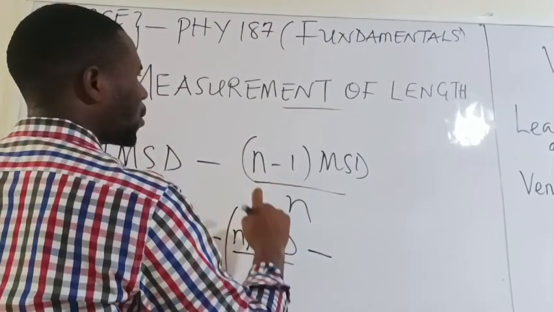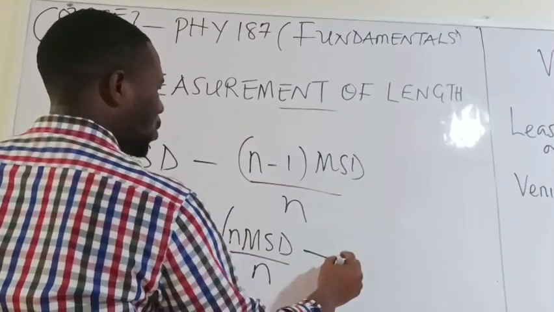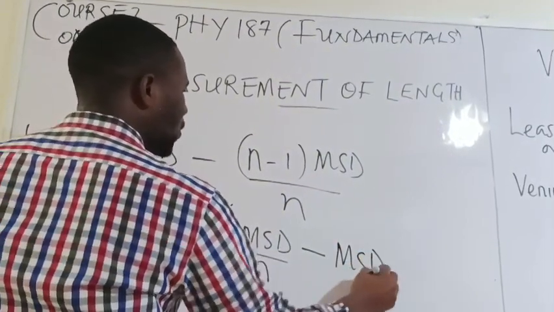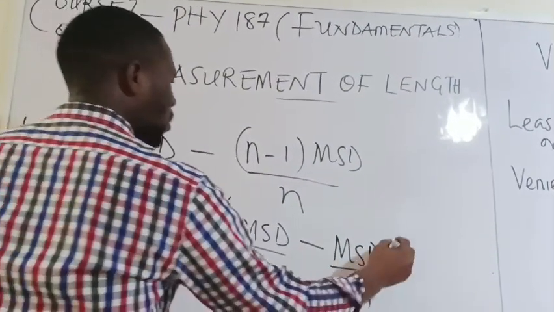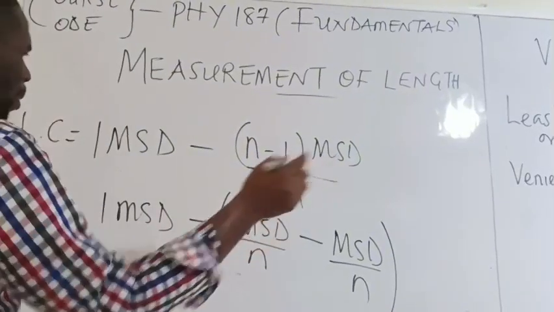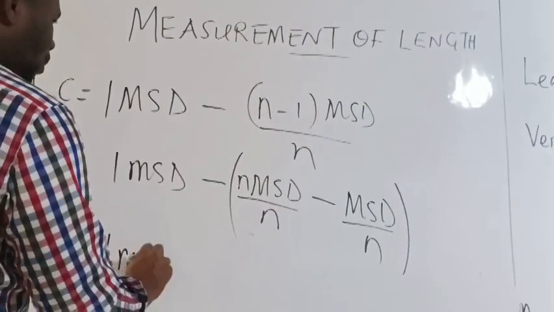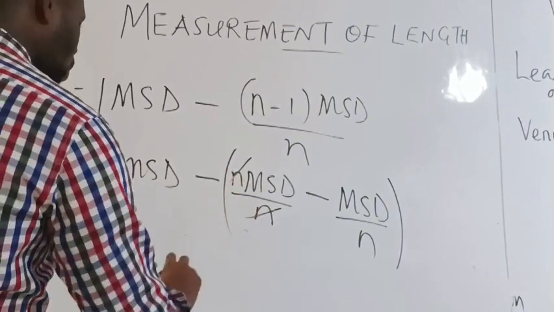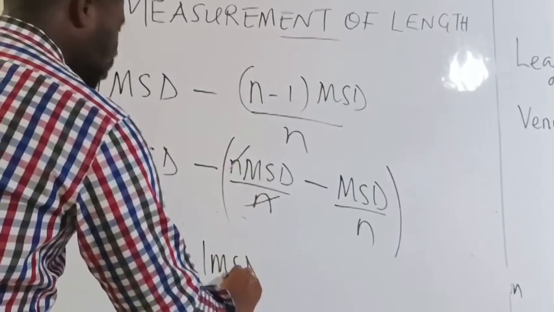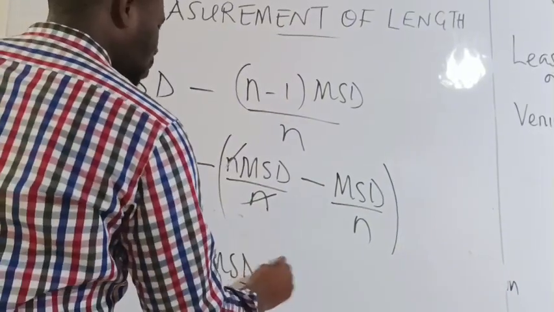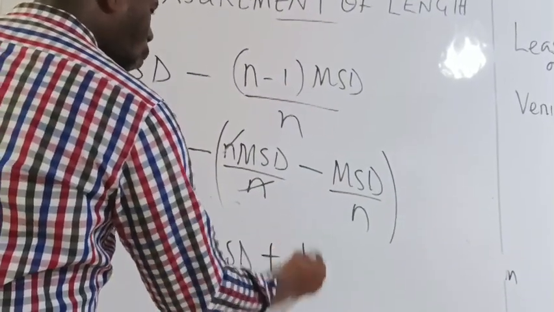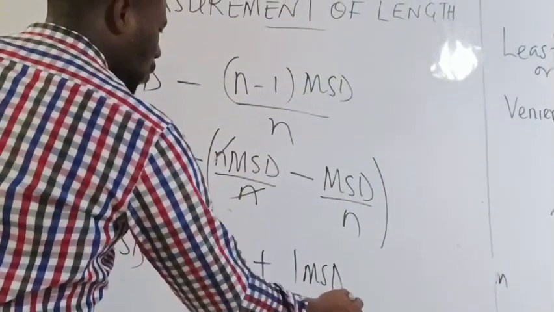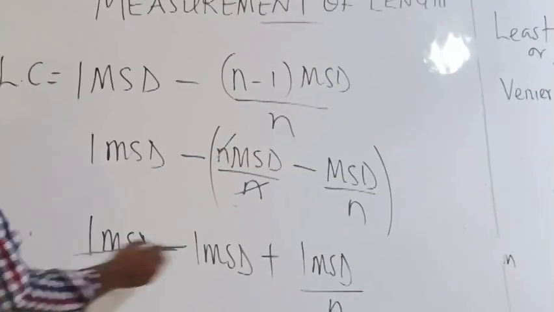So this is a minus. So I have 1 times, this is just main scale division divided by n. So this is a 1, right? Okay, so if I open up the bracket now, I get 1 main scale division, this will divide out. So I'm left with minus 1 main scale division. Minus times minus gives me a plus. So I'm left with 1 main scale division over n. So can you see this term cancels out?